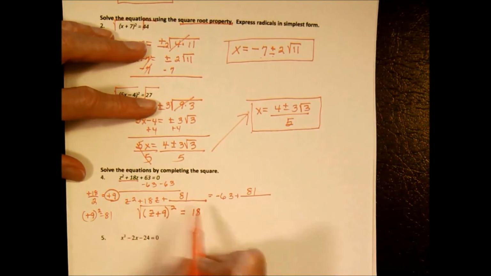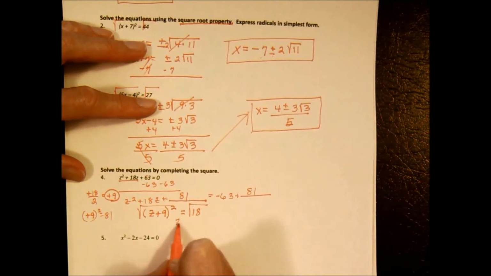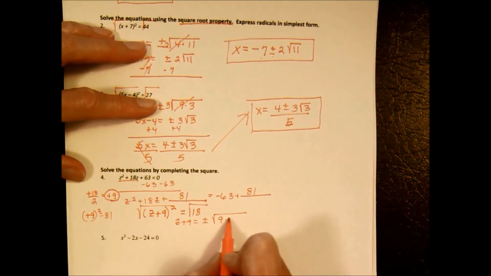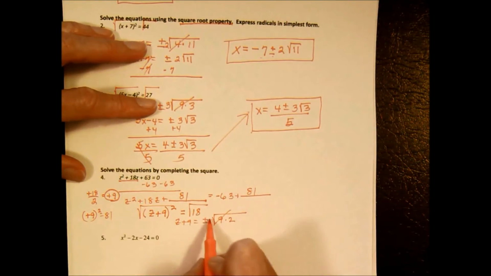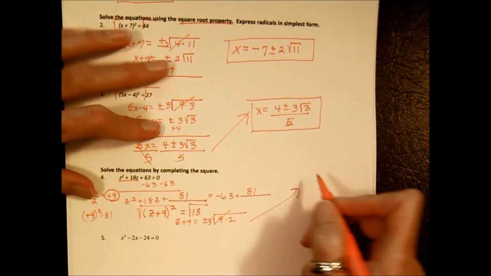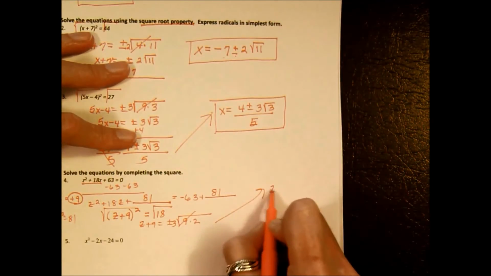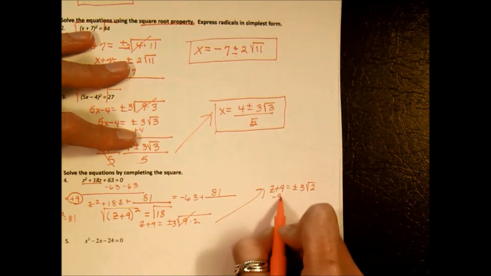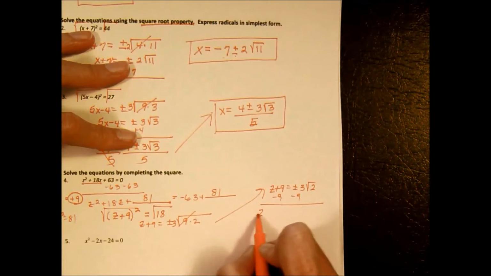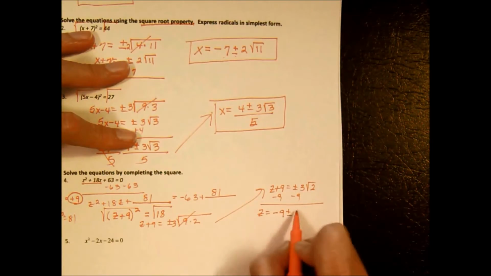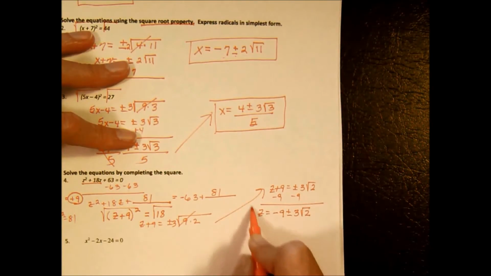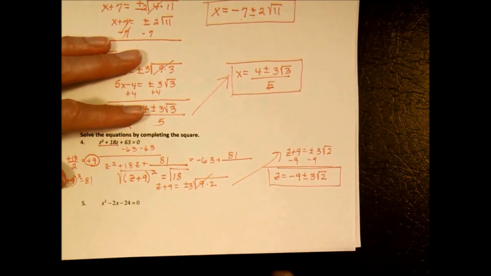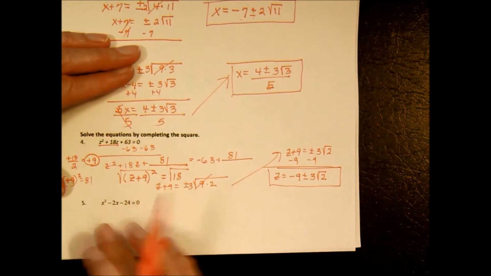Square root, z plus 9 equals plus or minus. Let's break this down. Square root of 9 is 3. Move it up here. A little more space. So z plus 9 equals plus or minus 3 radical 2. Subtract your 9, and we have z equals negative 9 plus or minus 3 radical 2, and you have your two solutions. Notice that when I take the square root, when I use the square root property, I don't have to check them.